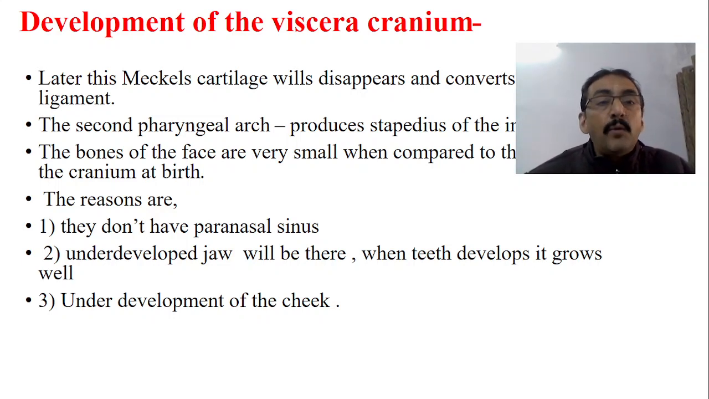The bones of the face are very small when compared to the bones of the cranium at birth. The reasons are simple. They don't have the paranasal sinuses. An underdeveloped jaw will be there. When the teeth develop, the growth will take place, and underdevelopment of the cheek is also there. Therefore, bones of the face are comparatively small when compared to the bones of the skull.